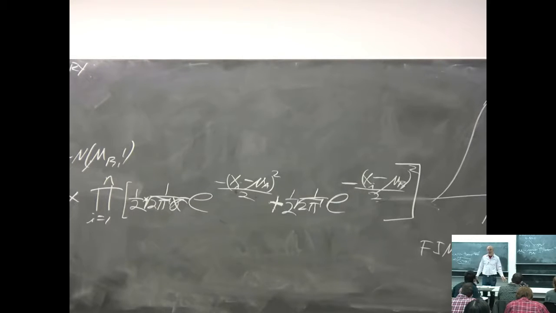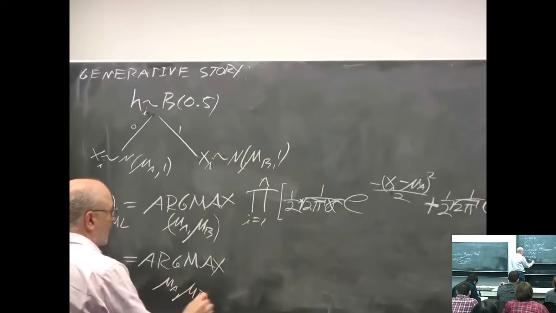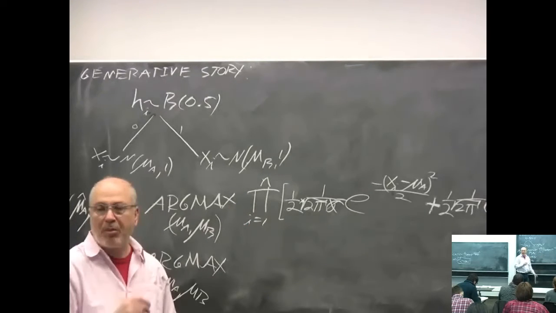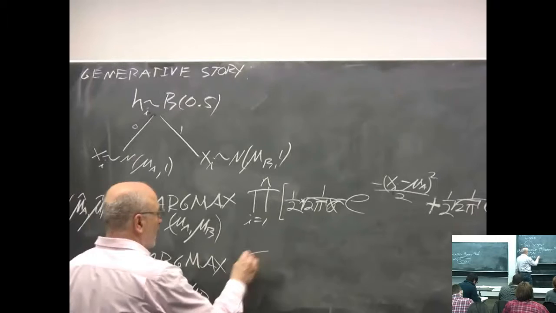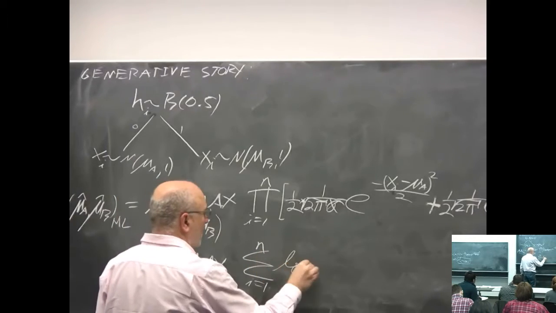I can use the same tricks I use in the case of a single Gaussian, which is, instead of maximizing the likelihood, I can maximize the log likelihood. It's the same thing because the log is a monotonic function. So this is the argmax over mu A, mu B. The log of a product becomes the sum of logs. Sum, i goes from 1 to n, log.